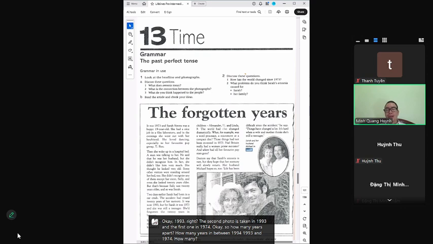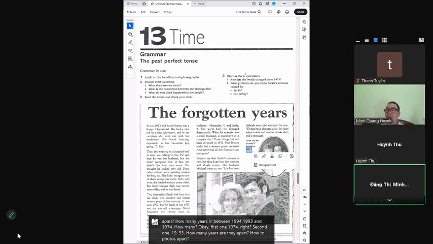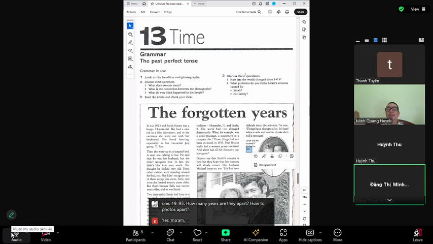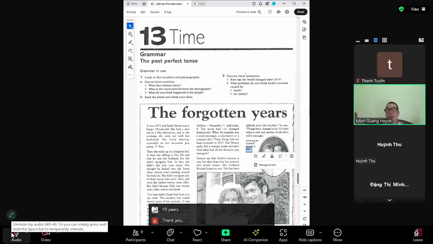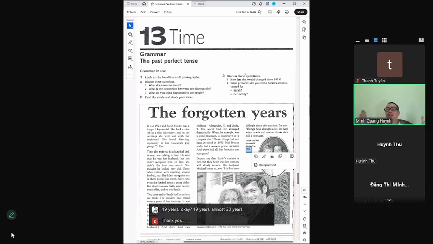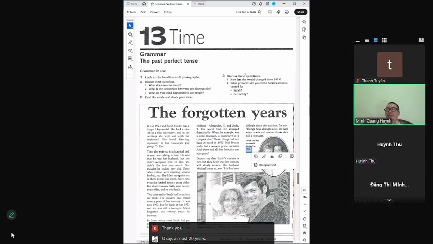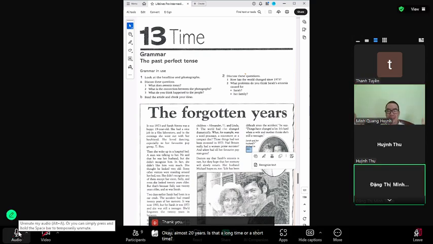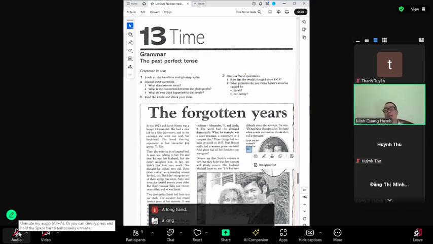First one 1974, right? Second one 1993. How many years are the photos apart? Maybe 19. 19 years. Okay, 19 years, almost 20 years. Is that a long time or a short time? A long time. Okay, that is quite a long time.